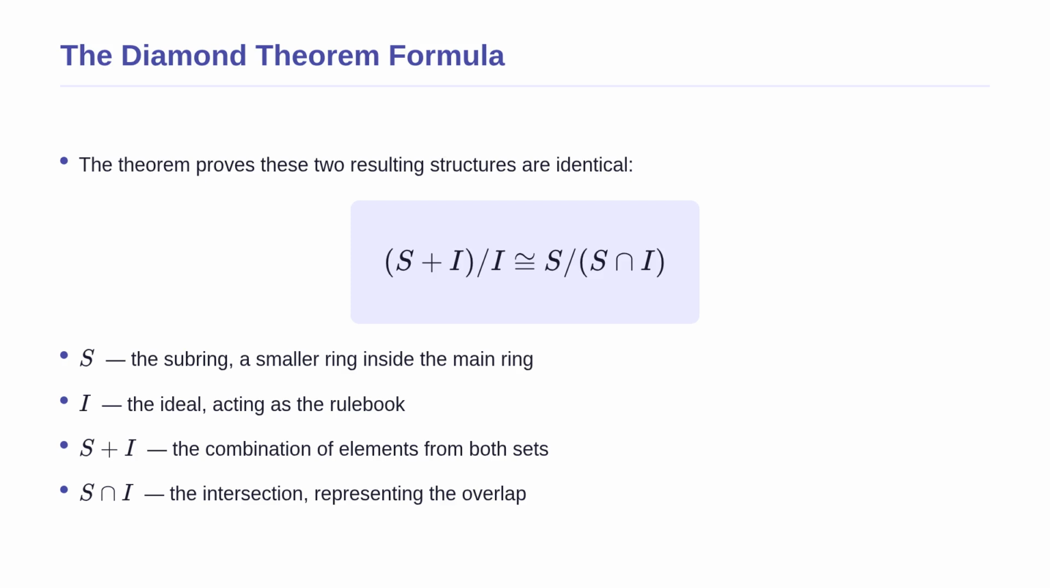In this formula, S is the subring and I is the ideal. The expression S plus I represents the combination of elements from both sets. The left side of the equation means we take the combined set and collapse the ideal I to 0. The right side means we take only the subring S and collapse the intersection or the overlap to 0. The theorem proves these two resulting structures are identical. If you increase the size of the subring, the overlap with the ideal also changes, but the structural balance is always perfectly maintained.